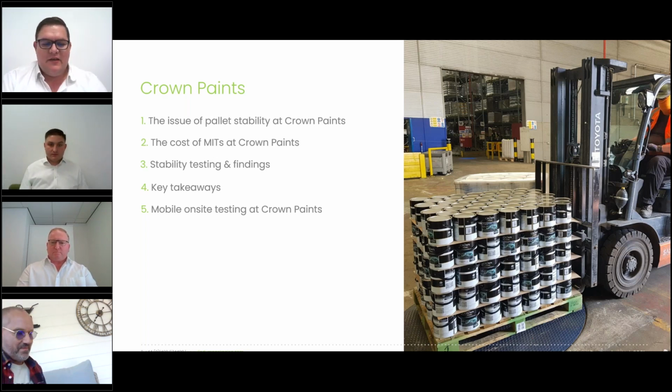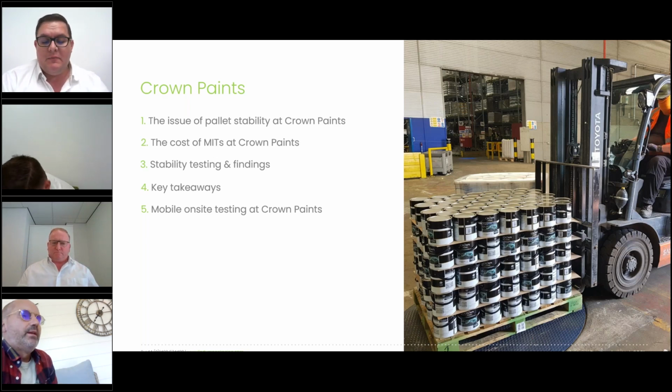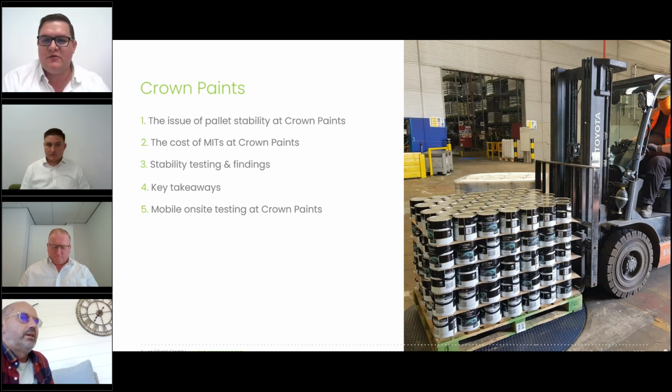No, go on. What I was going to say was you've actually seen and used the mobile lab that we brought on site. What are the advantages of having something that's mobile and can come to site as opposed to a fixed laboratory?